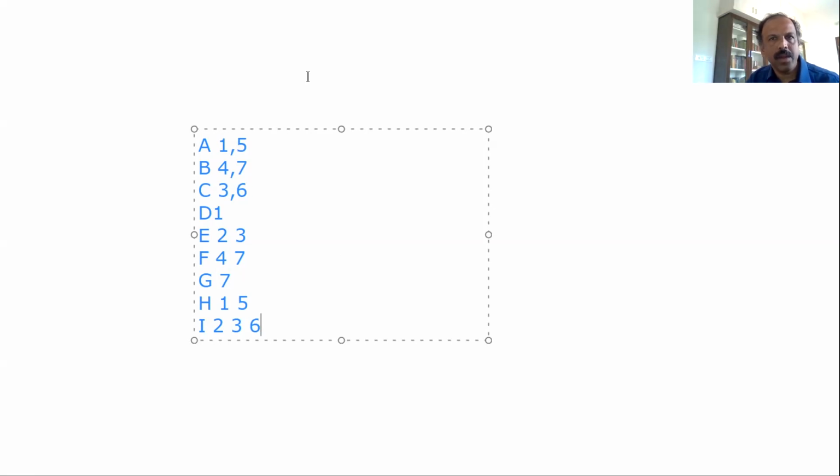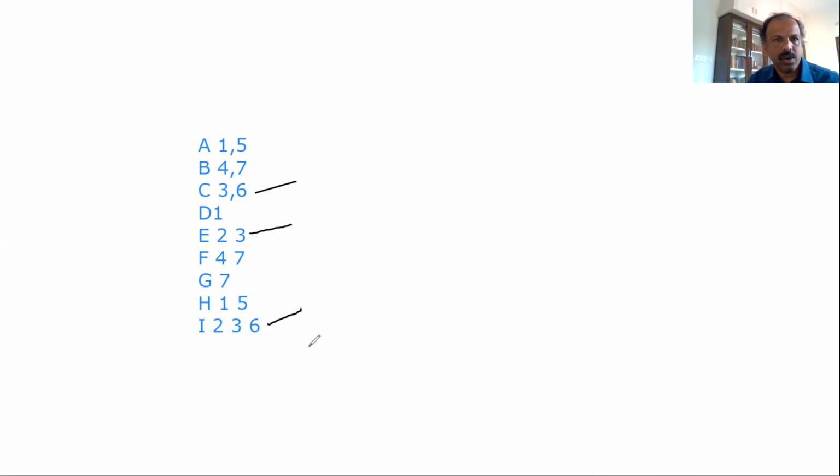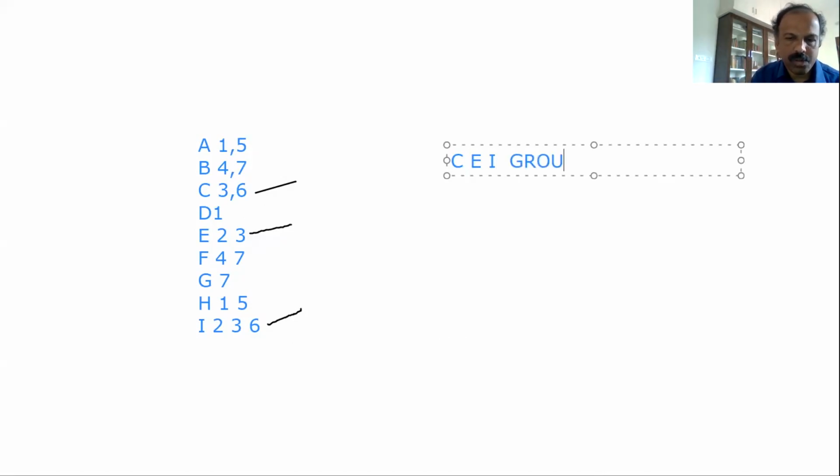Now if you observe carefully, machine number 3 requires 3 and 6, and machine E requires 2 and 3, so 3 is common. Then machine I requires 2, 3, 6. So therefore C, E, and I, these three machines, can be grouped into one. This is a group one activity.